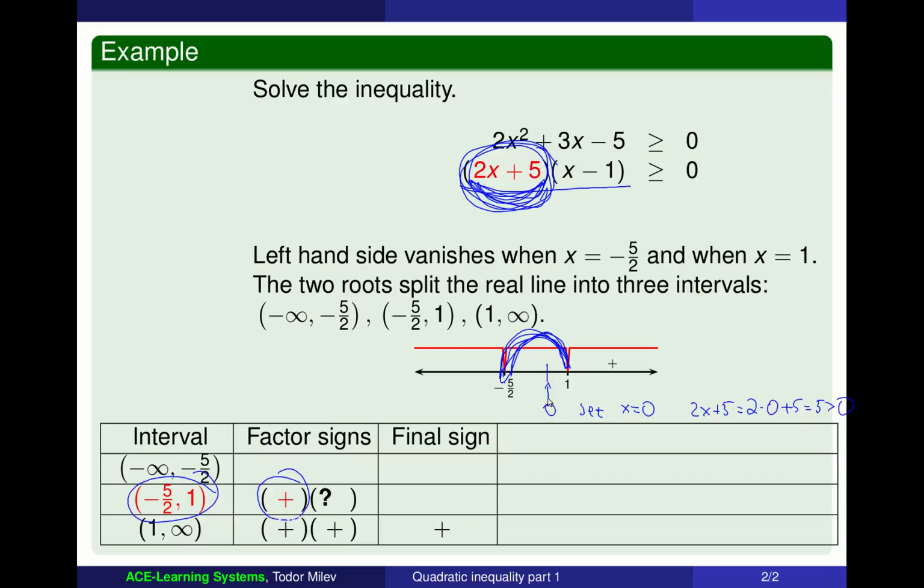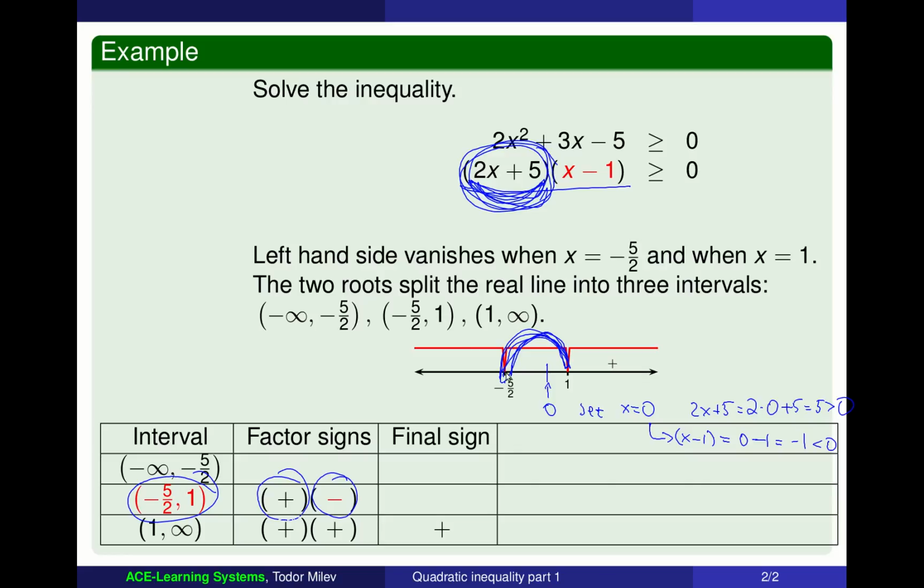I know that when x is equal to 0, the term is positive, and I know that it cannot change sign, so if at one place it's positive, then everywhere within that interval it must be positive. Okay. What about the term x minus 1? Well, again, we can set x equal to 0, and x minus 1 is now equal to 0 minus 1, which is negative 1, which is definitely negative. So that term is negative when x is between negative 5/2 and 1.